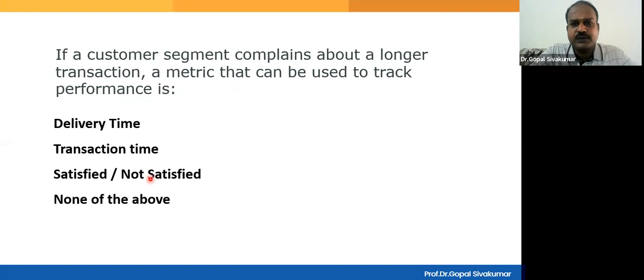Now another question. If a customer segment complains about a longer transaction, a metric that can be used to track performance is delivery time, transaction time, satisfied, not satisfied, none of the above. Now the concern is about the transaction time, the time you take to complete a transaction. So the problem is associated with the transaction time. So start measuring the transaction time, monitor the transaction time, and try to reduce the transaction time. Customer satisfaction will improve, isn't it? So CTQ drives the customer satisfaction.